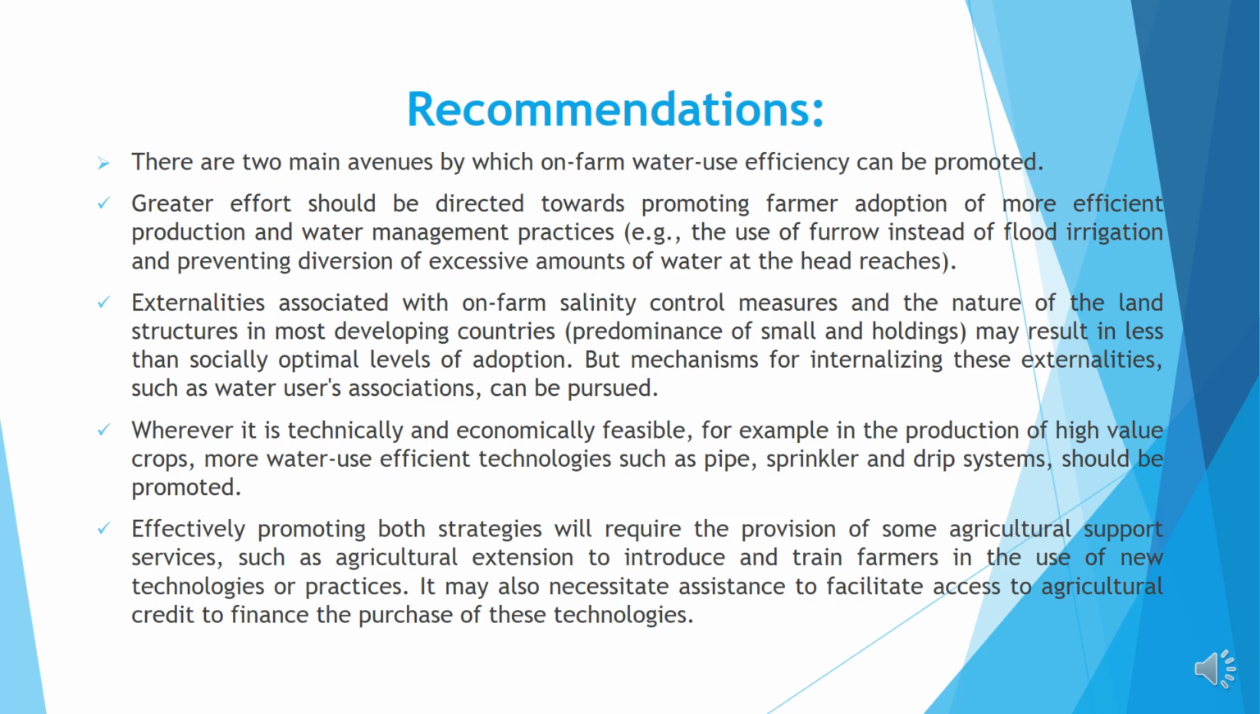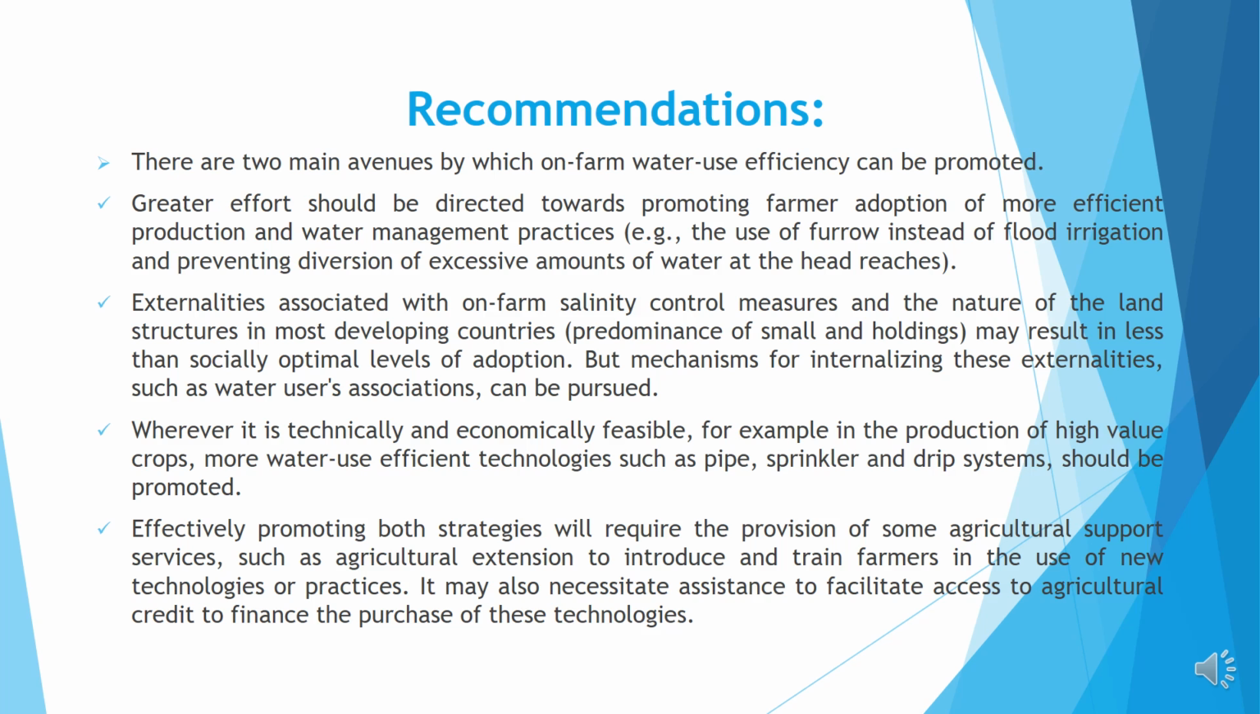There are two main avenues by which on-farm water use efficiency can be promoted. Greater effort should be directed towards promoting farmer adoption of more efficient production and water management practices. Externalities associated with on-farm salinity control measures and the nature of the land structures in most developing countries may result in less than socially optimal levels of adoption.